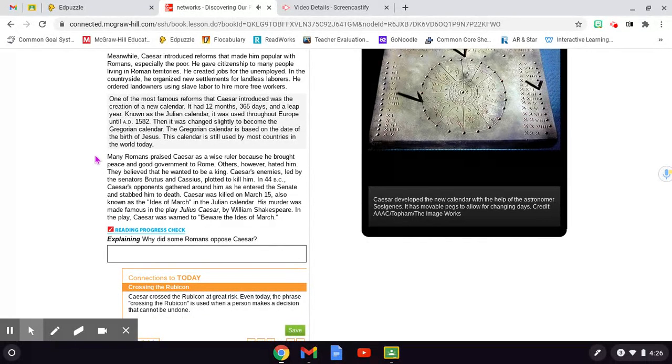Caesar was killed on March 15th, also known as the Ides of March in the Julian calendar. His murder was made famous in the play Julius Caesar by William Shakespeare. In the play, Caesar was warned to beware the Ides of March.